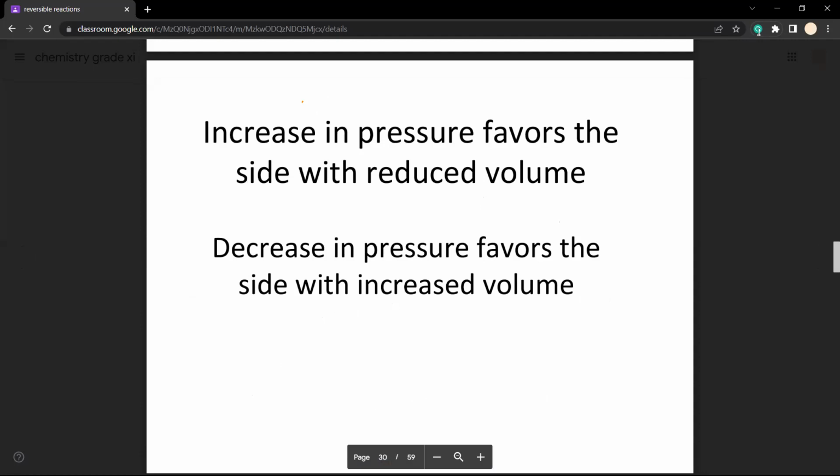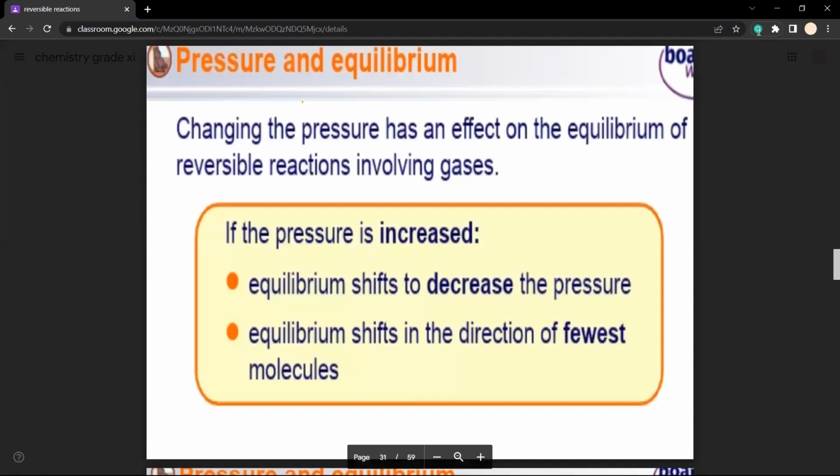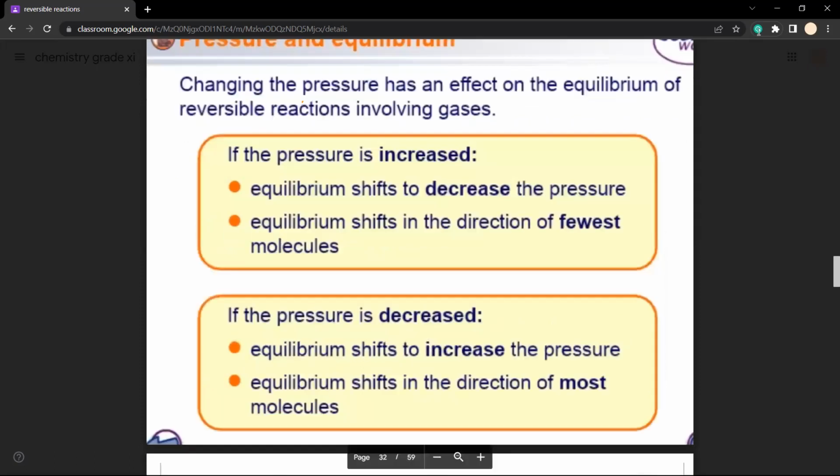Let's see what it actually means. Now, changing pressure and equilibrium. Changing the pressure has an effect on the equilibria of reversible reactions involving gases. Equilibria shifts to decrease the pressure. Equilibria will be shifting in the direction of the fewest molecules, as the previous statement has said.